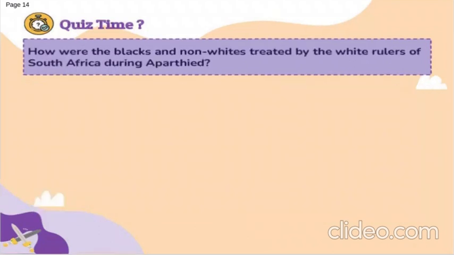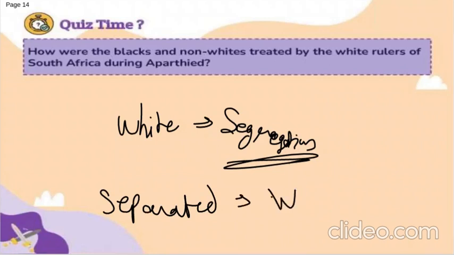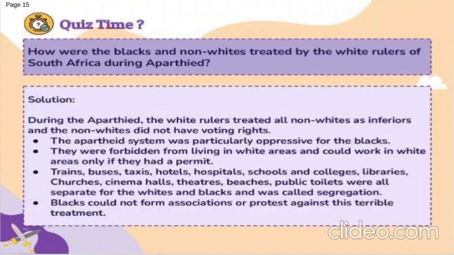Next question. How were the blacks and the non-whites treated by the white rulers of South Africa? So basically, the whites had a technique known as segregation. Segregation was the technique used by the white rulers. They had separated everything, separated things for whites and blacks. Everything was separated by them, and the whites were treating blacks very harshly too. So the apartheid system was oppressive for the blacks. It was against the laws also. They were forbidden from living in white areas and could work in white areas only if they had a permit. So in their own country, they were not allowed to go into the white areas, the place where whites lived, and they could only work there if they had a permit to go.